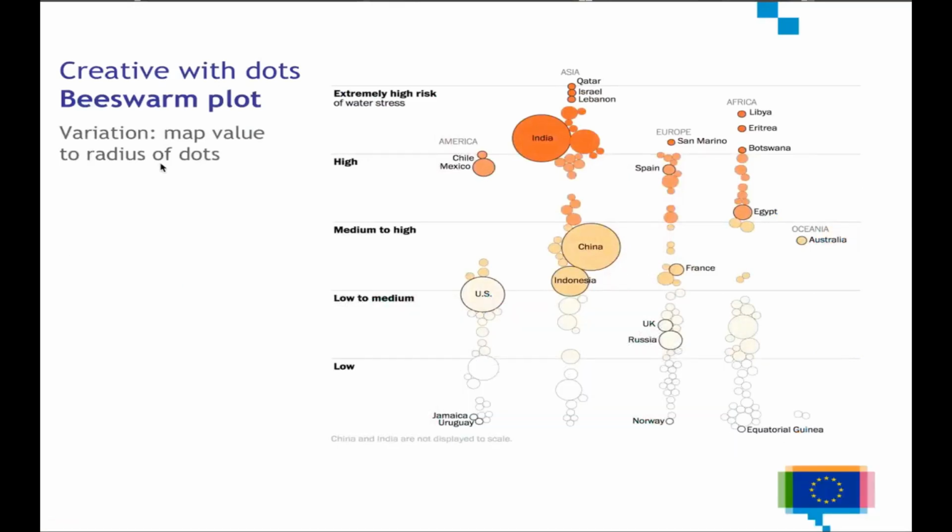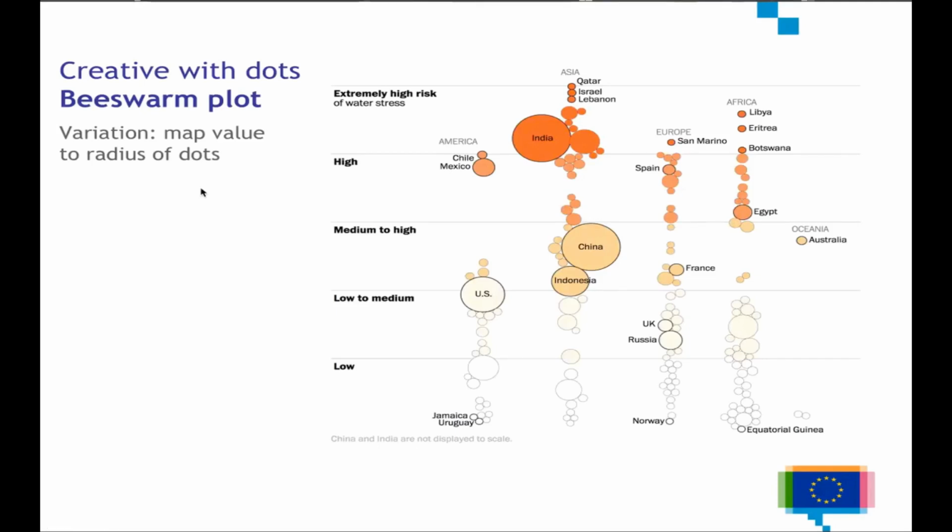So those are the beeswarm plots. When you have a beeswarm plot, you can use other visual attributes of the dots. You can use the color, but you can also use the size of the dots to encode other numbers contained in your data. At this moment, we are looking at a beeswarm plot showing the amount of risk that countries are experiencing from water stress. They are organized by continent, with the Americas on the left and Europe in the middle, and each dot represents a country, and the size of the bubbles represents the population.